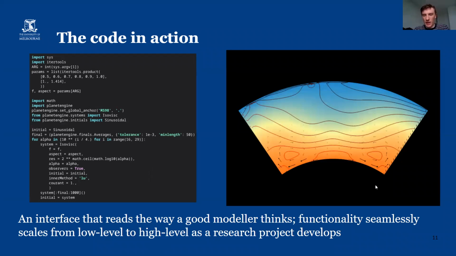And the models themselves look something like this. So this is a curved model with a 2:1 aspect ratio. You can see where it's yielding at the top, where these viscosity contours have started to come together. And this is a sinusoidal initial perturbation of 1, which is what I predominantly use during my modeling. So a perturbation of 2. The idea is that it's an interface that reads the way that a good modeler thinks. At least the way that I think good modelers think.